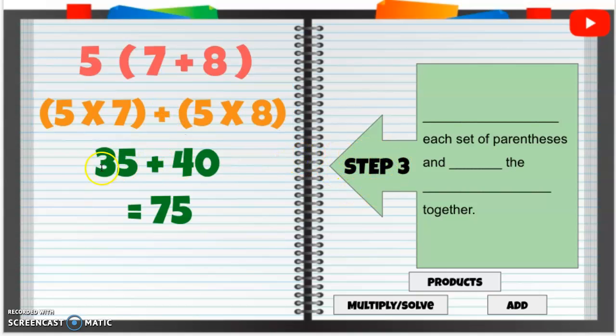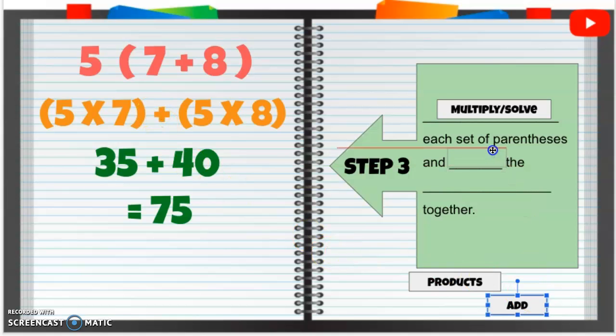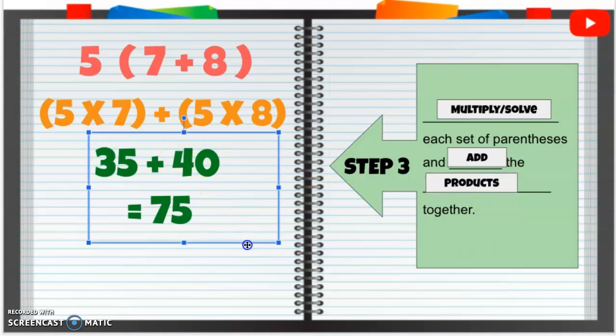So our step 3 of what we did is, we're going to actually multiply or solve each set of these parentheses. Remember, our order of operations says parentheses first. So we're going to multiply or solve each set of parentheses, and then we are going to add together the products. We are going to add the products together.